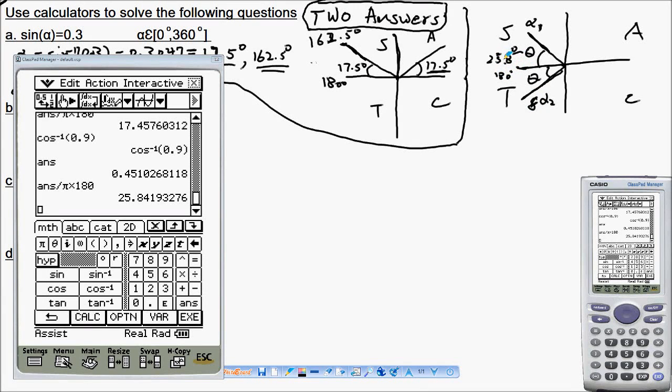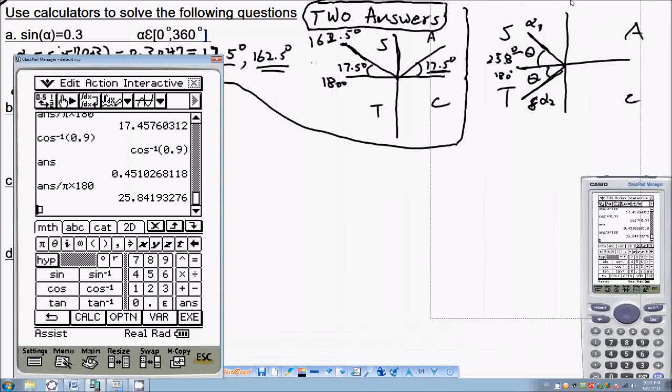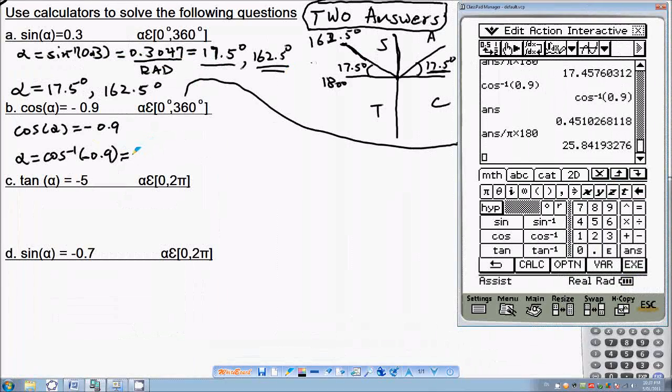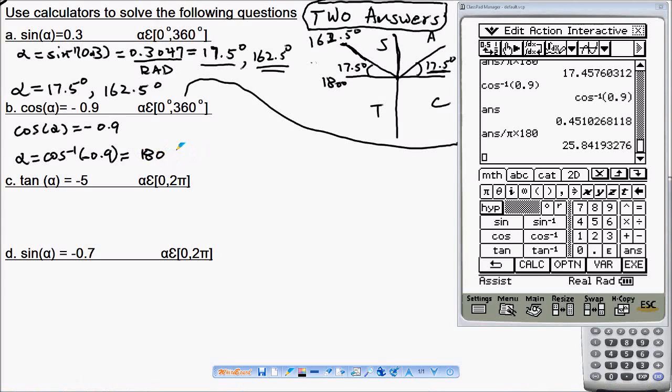Our answers alpha 1 and alpha 2 should be 180 minus 25.8 degrees, or 180 plus 25.8 degrees, which is 154.2 degrees or 205.8 degrees.